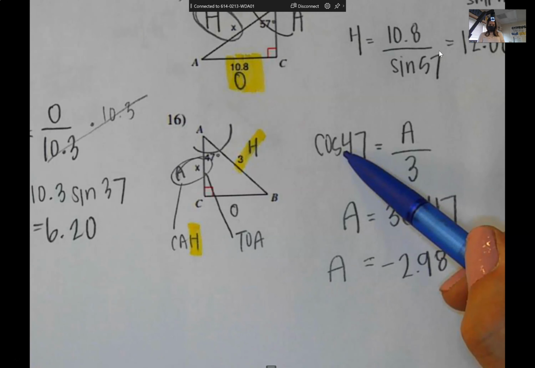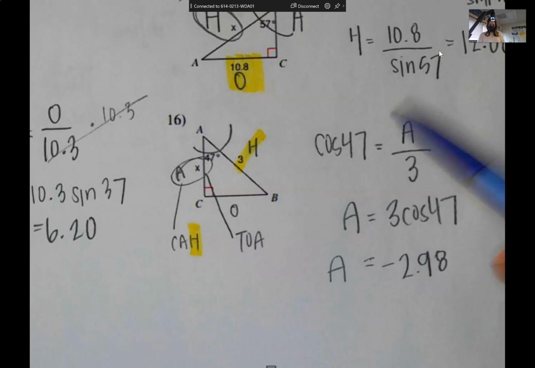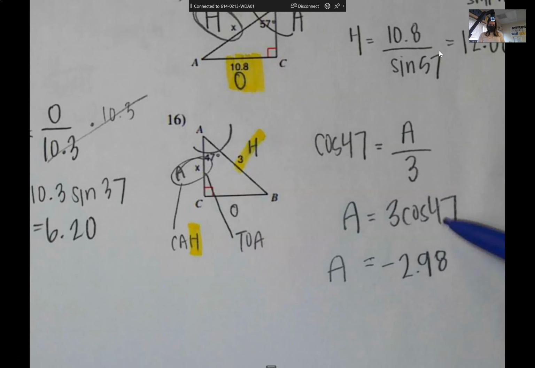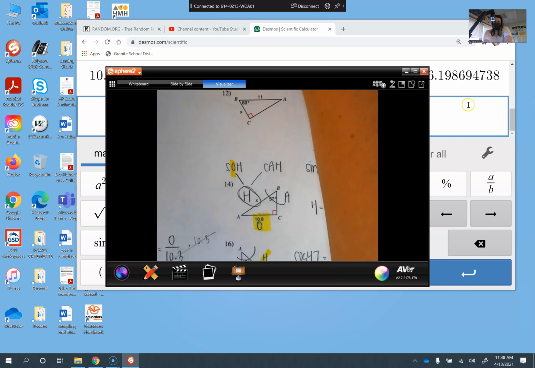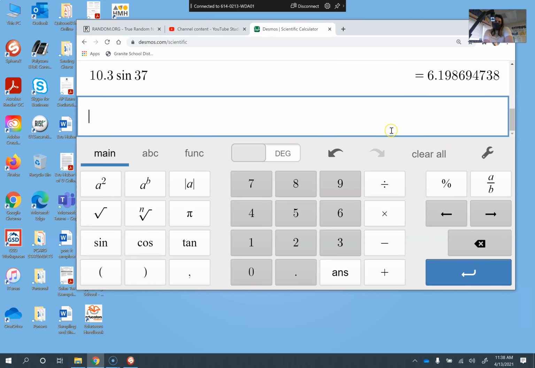What'd you guys get? Did you do 3 cosine 47? Did I type it in wrong? Yes, no. Did I type it in at all? 3 cosine 47. Oh. Guys, look at my calculator. Do I need to end the parenthesis? Do I need to hit times?